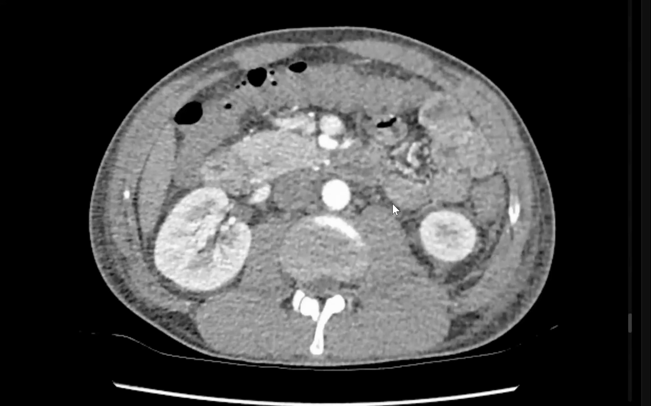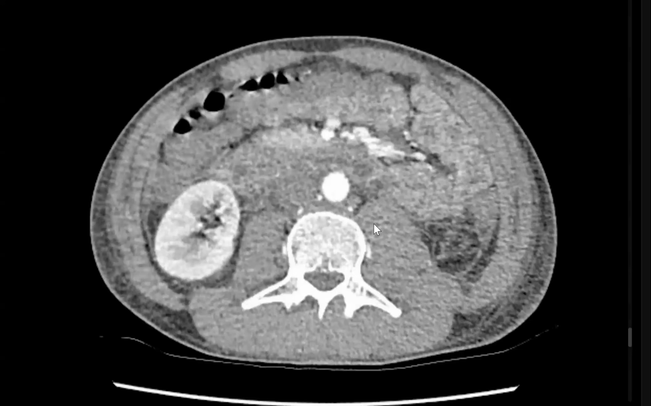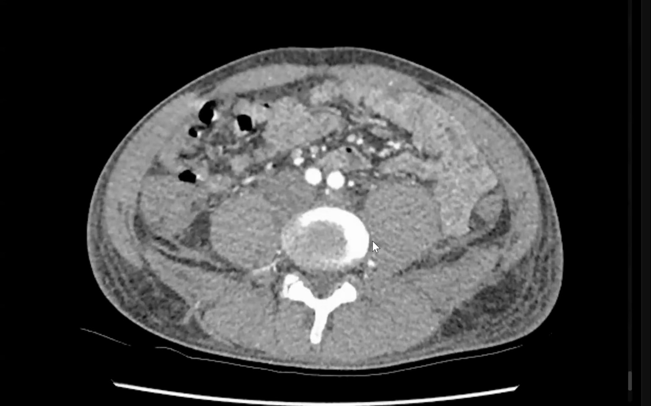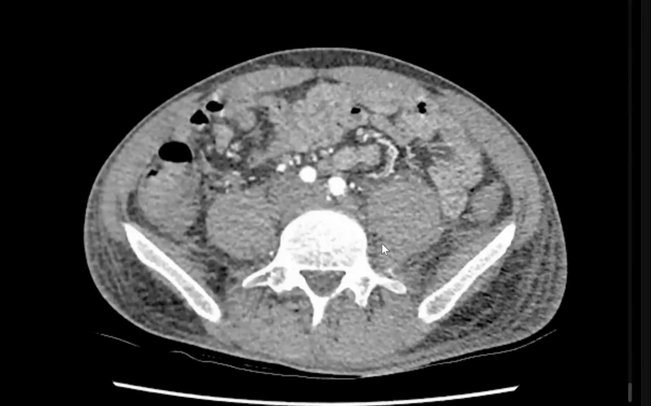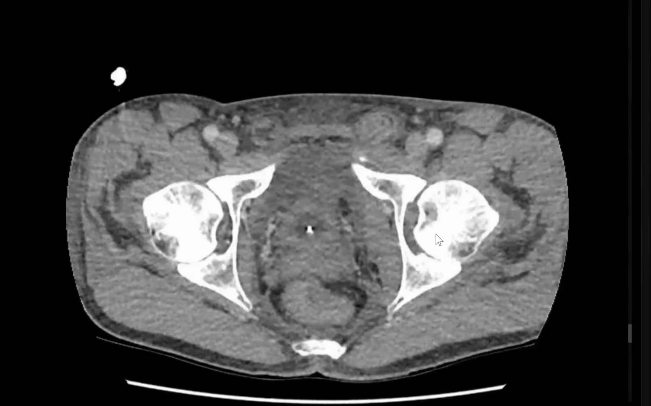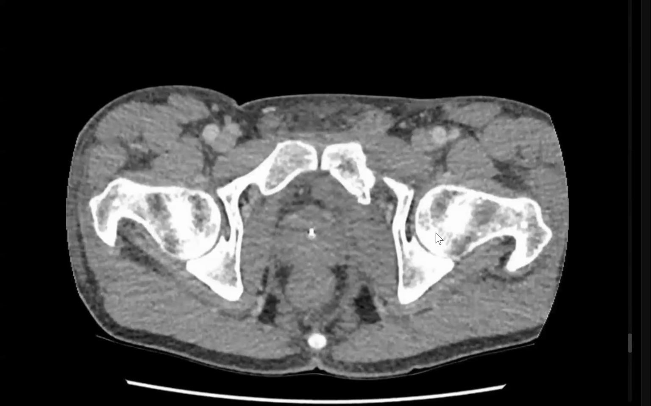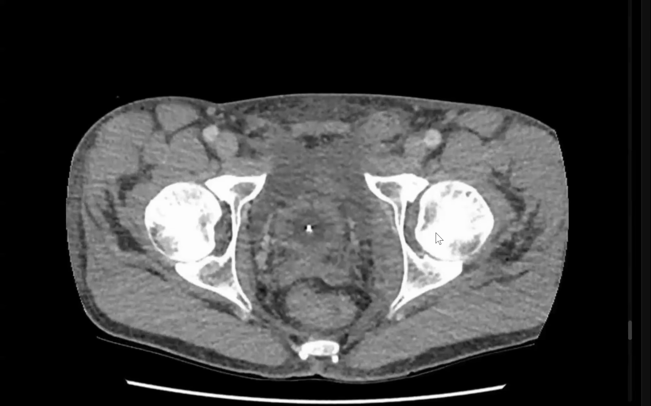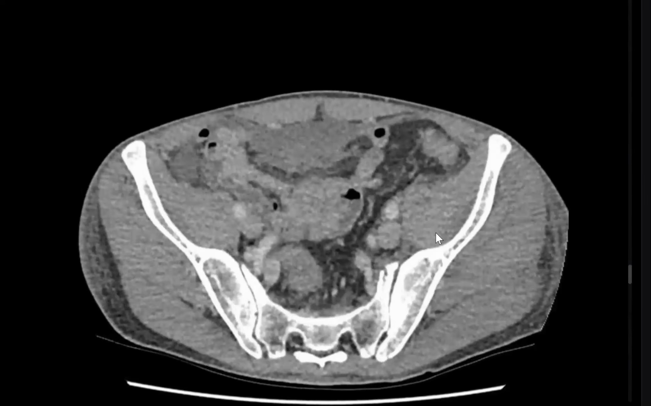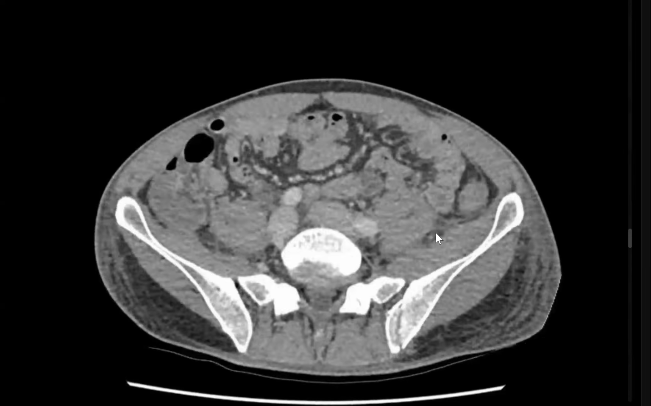Down to the pelvis. This is the arterial phase. The IVC is not opacified in this phase. There is a urinary catheter in place, free fluid and air within the pelvis. Again, pelvic bone fractures. This fluid is going up into the lower abdomen.